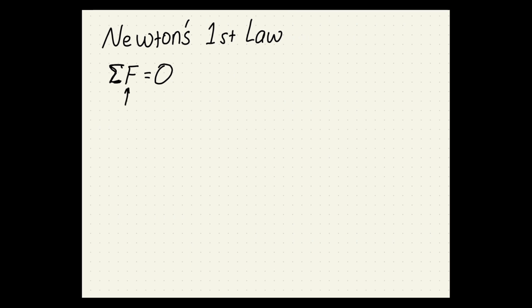So this notation, sigma F, says add all the forces together. We can also call this F net for the net force, or the overall force. If we do a vector addition of all of our forces together, what we get is this sigma F, or F net. And Newton's first law says that that should be equal to 0 if we don't have any acceleration.